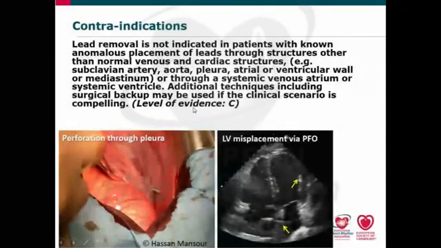And this is my last slide, talking about contraindications. Where you really need to have the surgeons take the leads out is if the leads are anomalously placed or they go through structures such as the subclavian artery or the pleura. This is a case here where the lead actually perforated through the heart and through the pleura. It's better to have the surgeons take that one out.